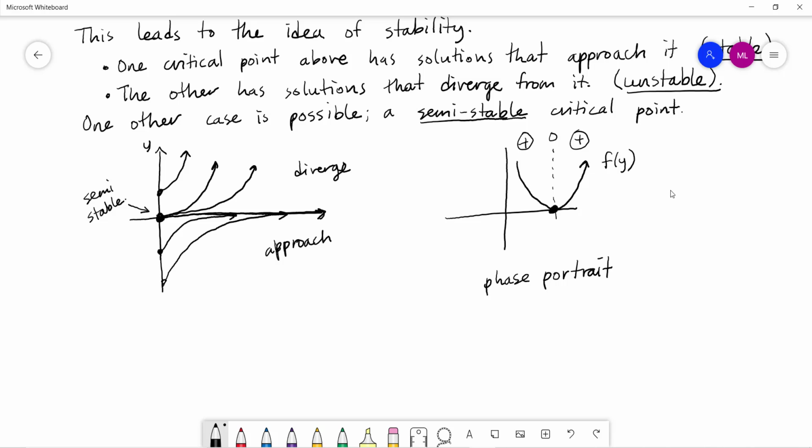So this is what a phase portrait might look like. Again, positive down here, positive up here, but the slope is 0 right in the middle. Again, that's y, that's f of y, and that's y, and this is x. Okay, got those labeled appropriately. So again, translating this axis to this axis. That's all we basically did.